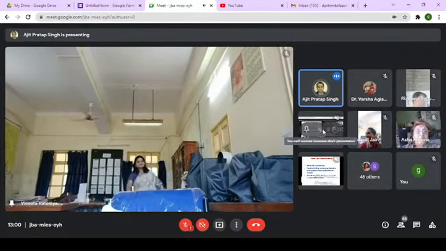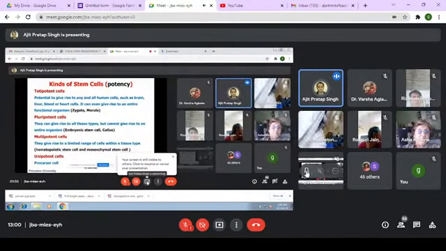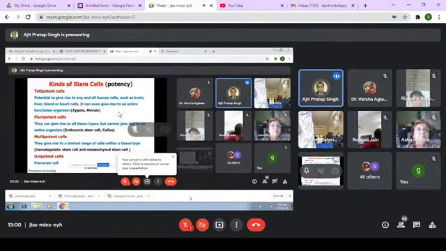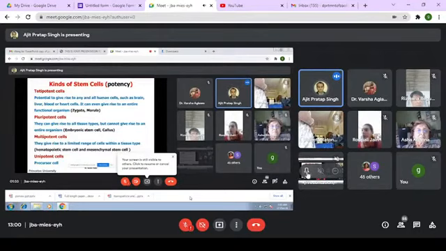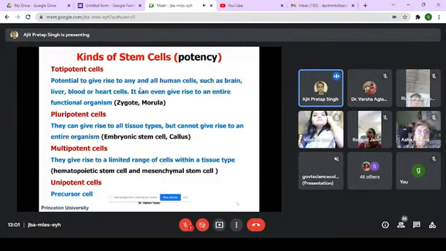On the basis of potency, stem cells may be totipotent, pluripotent, multipotent, or unipotent. As we heard of totipotency in Hydra, from one cell of Hydra the whole Hydra can be generated. That is known as totipotency. It means from one cell you can get the whole organism. In the case of a zygote, the trophectoderm layer has the property of totipotency only.